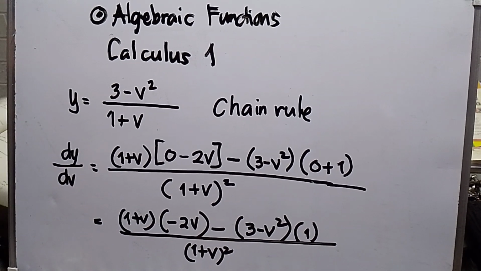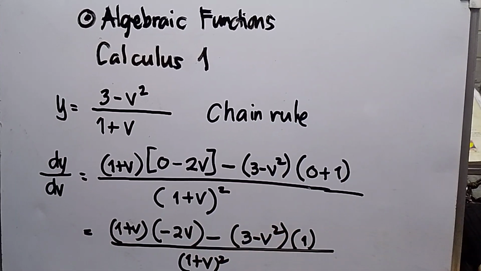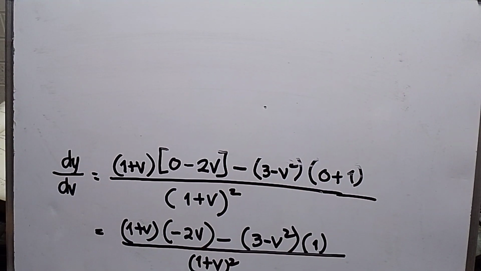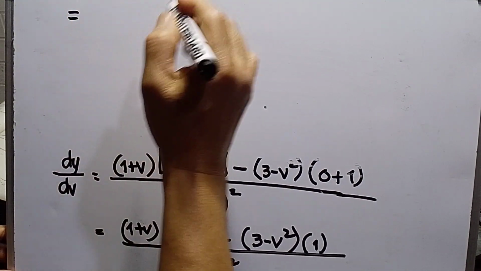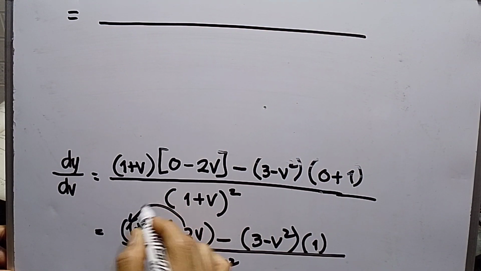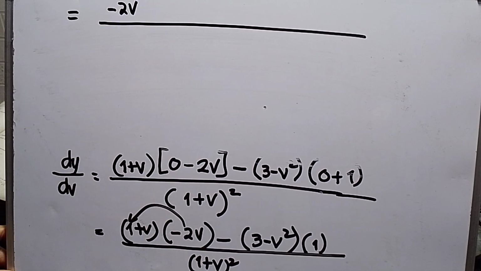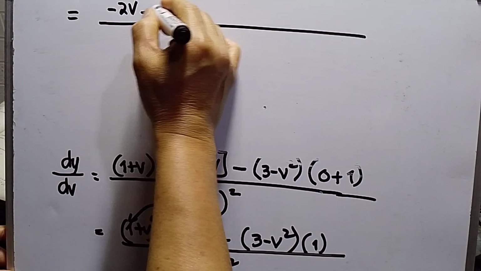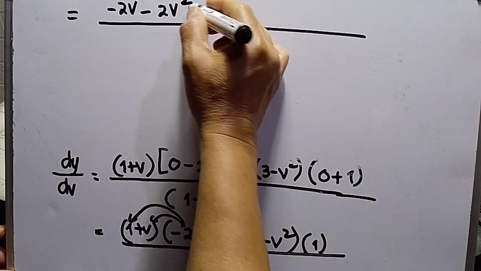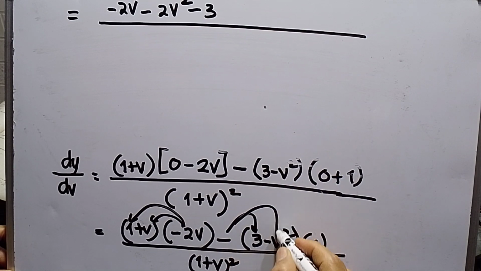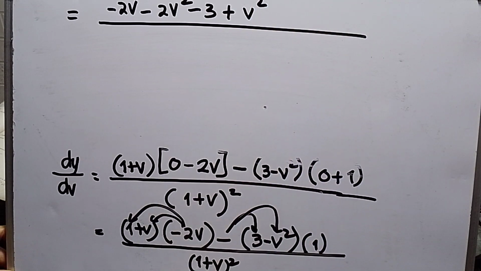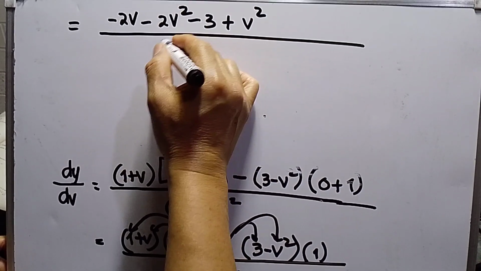Since I have limited space on my whiteboard, I need to erase at the top. So, simplify this one. I need to distribute. So this will be minus 2v, then minus 2v squared, then minus 3. Then negative, negative, that will be positive v squared. All over 1 plus v squared.